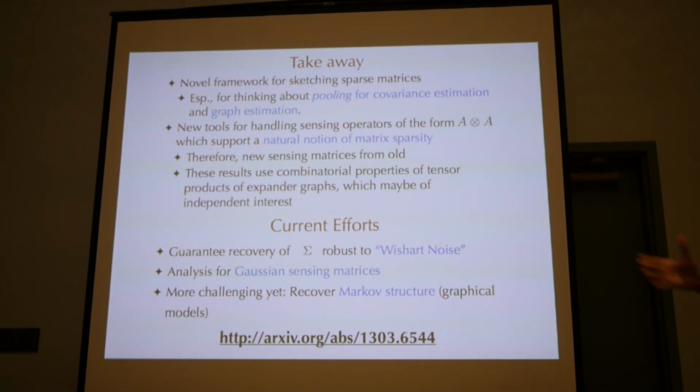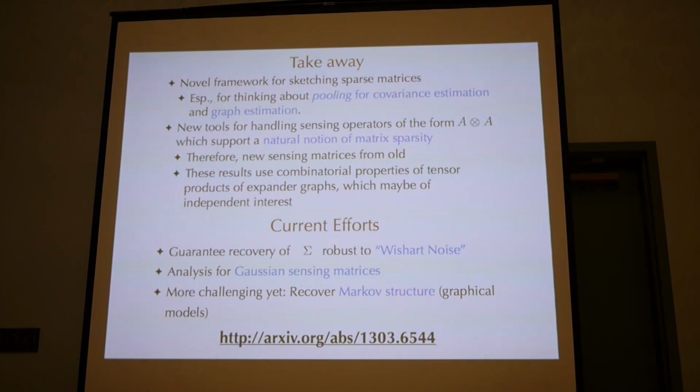So what's the takeaway? We have introduced a framework for thinking about pooling for statistical data. I think this becomes really important when you have big statistical problems where you can't do all these huge experiments and you want to think about how you can group experiments and do them together. And of course, on the technical side, we have nice theory to handle things like a Kronecker array. This lets you build big sensing operators from small ones, and as I showed you, we have some combinatorial properties for tensor products of expander graphs, which may be of independent interest if you're that kind of person.